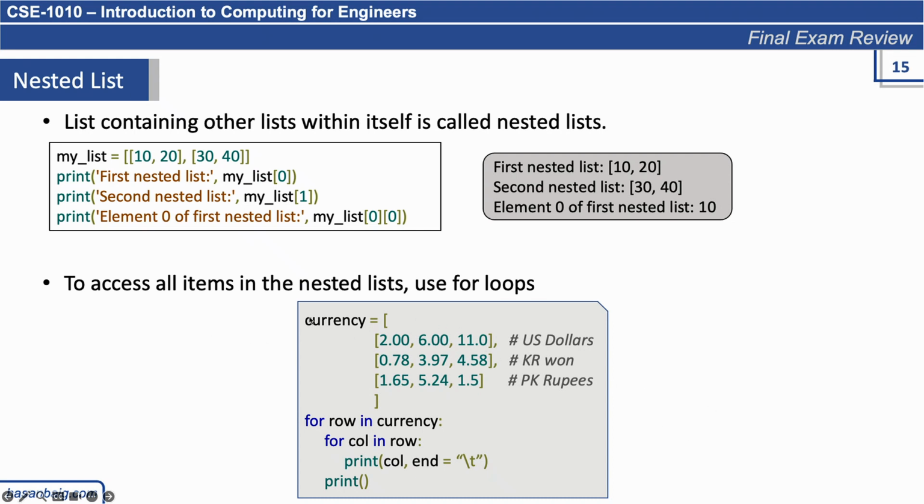Okay, so to access all items in the list we use for loops, and if it is a nested list we need nested for loops. In this list the outer for loop will access elements of the main list, so the first time it will read the entire row. Once we read the entire row, then we read the elements within that row, the column elements, with the help of another for loop. So first this row is read, and then within this list the first element, second element, and third element are read and printed here.